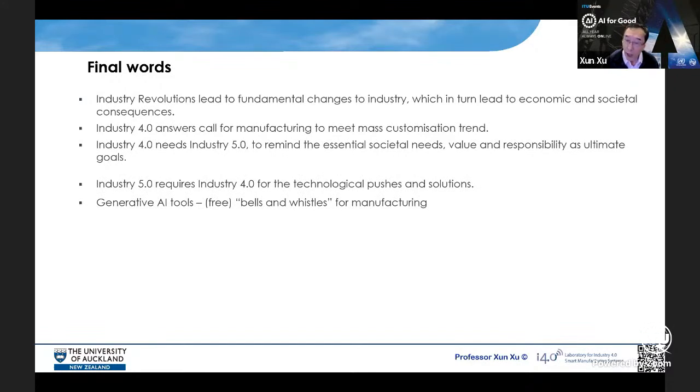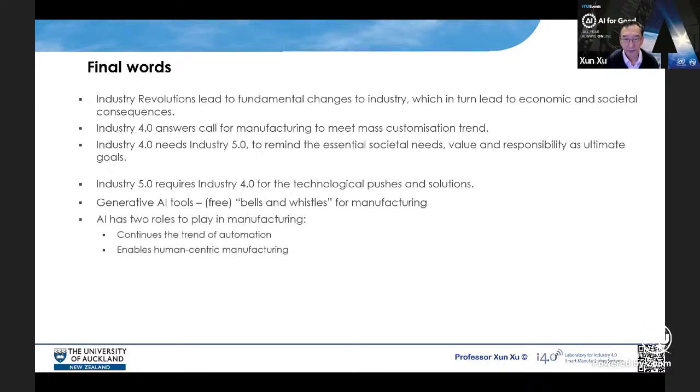Generative AI tools, they perhaps can offer some free bells and whistles for smart manufacturing. So as I explained there, computer vision perhaps has really matured, and there are some generative AI tools that can be used in manufacturing. I think we agree that AI perhaps has 2 roles to play in manufacturing. One is to continue the trends of automation. Well, whether that trend actually will reach a point where everything will be automated, that remains a question. AI can enable human-centric manufacturing. So if you consider humans in the factory, AI will play a role in there to really enable a human-centric manufacturing scenario.